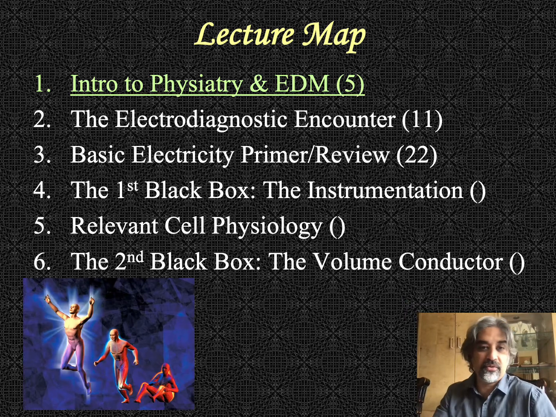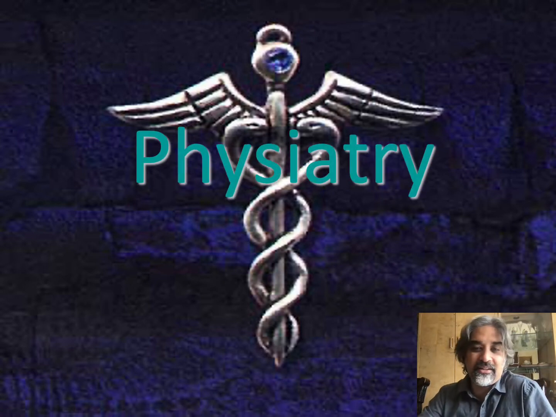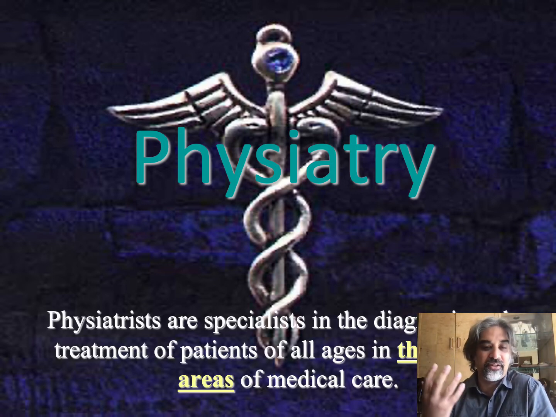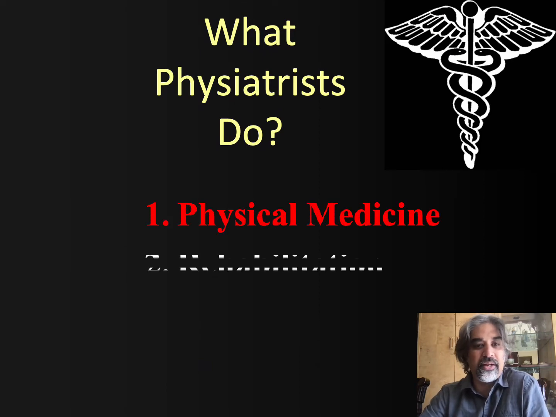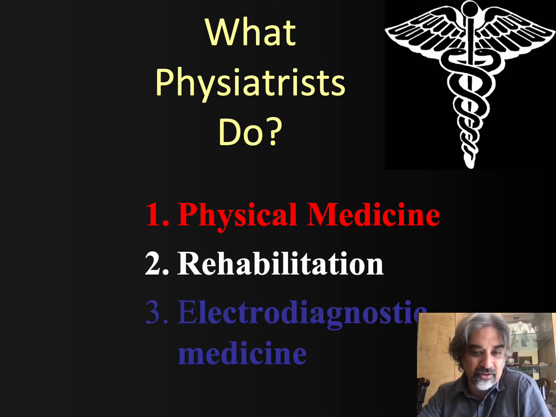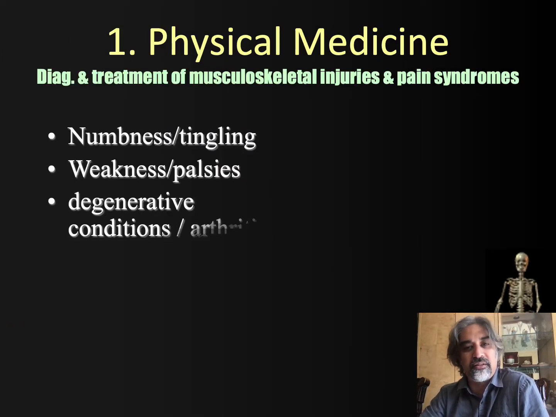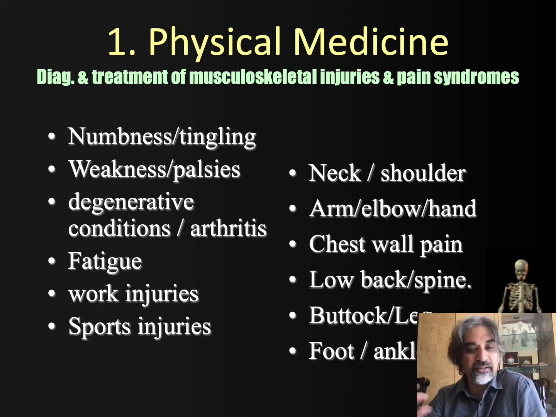So let's start with intro to physiatry and electrodiagnostic medicine. So just indulge in a little dumbed down intro. Physiatry is basically the specialty where we diagnose and treat patients of all ages in 3 main areas of medical care. The first one is physical medicine, the second is rehabilitation medicine, and the third is electrodiagnostic medicine. Physical medicine is the diagnosis and treatment of musculoskeletal injuries and pain syndromes. This is what you see in your outpatient clinics. So aches and pains, numbness, tingling.